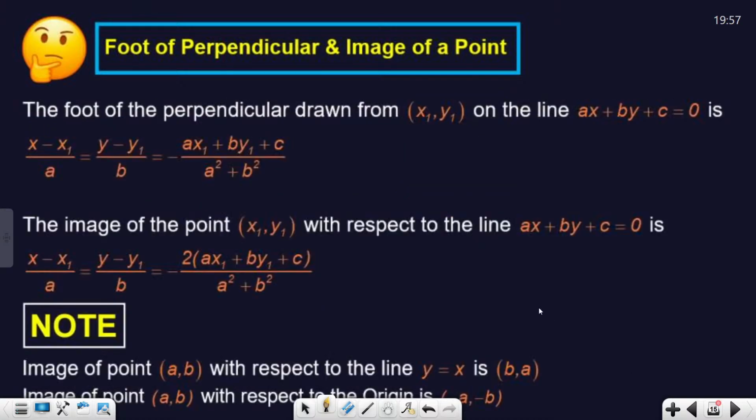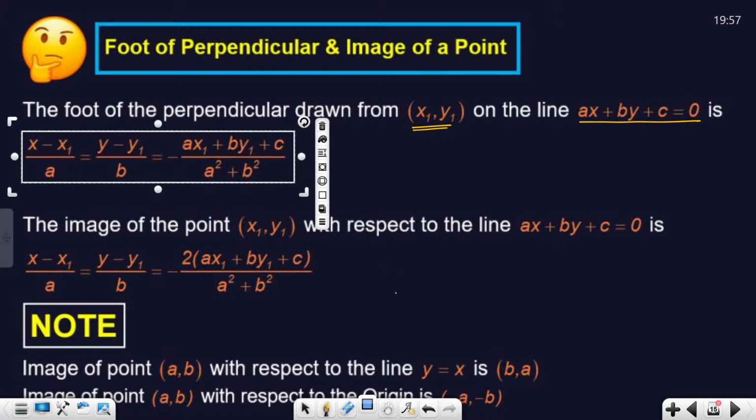It's this. The foot of the perpendicular drawn from this point on this line is given by this formula. See, it is very, very simple to remember. It's not a big deal to remember this. All you will do is simply write (x minus x1), the point which is given to us, (x minus x1) by the coefficient of x equals (y minus y1) divided by the coefficient of y.